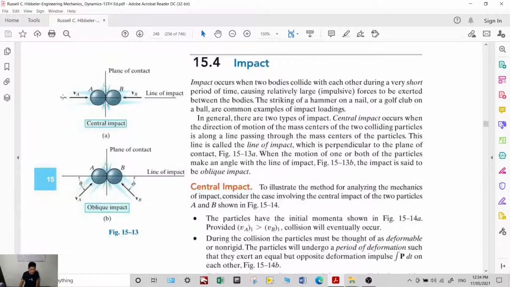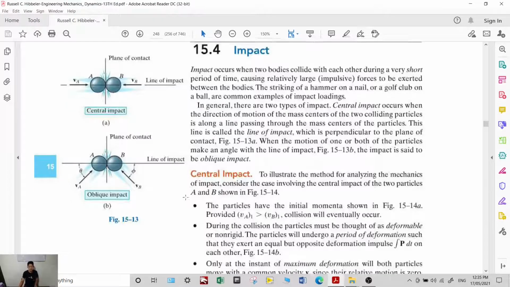Now, when the motion of both of your particles is aligned with your line of impact, the type of impact is what you call central impact. In contrast, when one of these objects is at an angle to your line of impact, that is what you call oblique impact. Both particles can have their motion at an angle to the line of impact, or just one of them. The resulting impact is oblique.